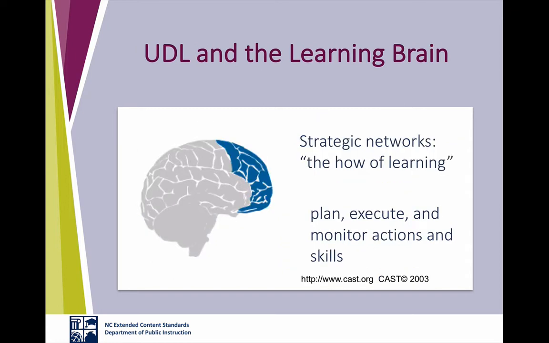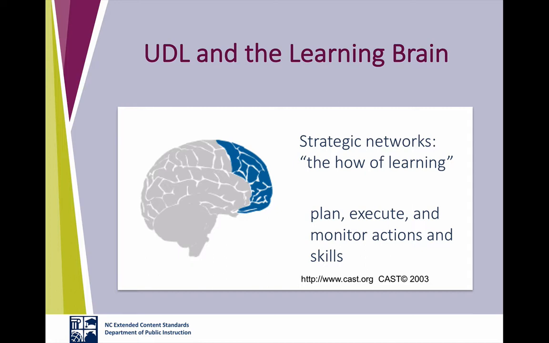The strategic networks are located in the front part of the brain and enable us to plan, execute, and monitor actions and skills. The strategic networks work in tandem with recognition networks to learn to read, write, solve problems, and complete a wide variety of school-related tasks.